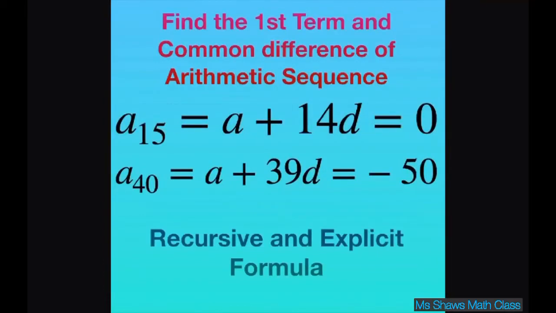Hi everyone, we're going to find the first term and common difference of the arithmetic sequence. This is where the 15th term is 0 and the 40th term is negative 50. Then we're going to write a recursive and explicit formula. Let me show you where I get this.